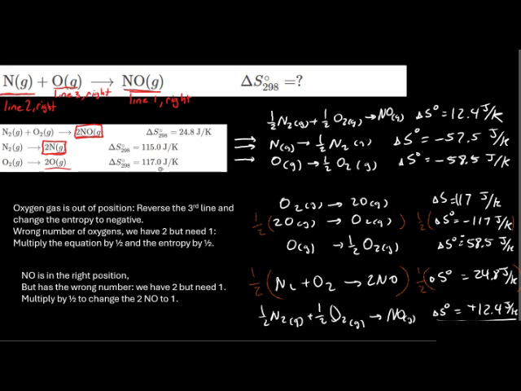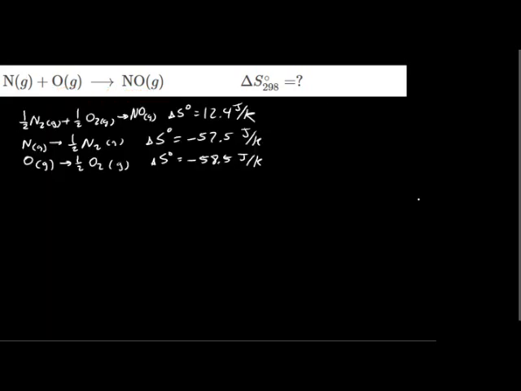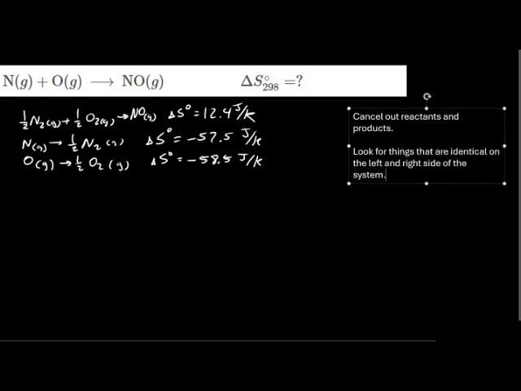Now that we've collected our new entropy values, all that's left to do is try to simplify this system down. Now that we have our new system assembled, we can begin trying to cancel out our reactants and our products. When you cancel out reactants and products, you're looking for something that's identical on both the left and right side of the system. To help us visualize this, we'll draw a red line through the arrows. Anything on the left side of that red line is a reactant. Anything on the right side is a product.